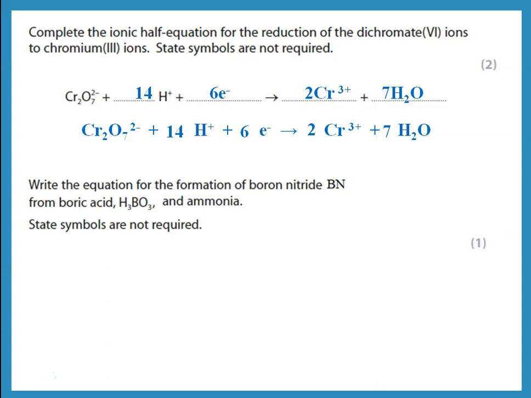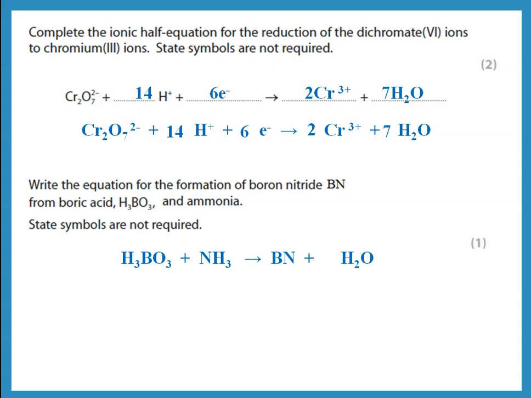Okay? Write the equation for formation of boron nitride from boric acid and ammonia, state symbols. And so he just wants, again, I'm going to remind you, when he just says write the equation, he means balanced symbol. If he does not say write word equation, that means he doesn't want word. That means he wants symbol, and the symbol has to be balanced. So this is what he said.